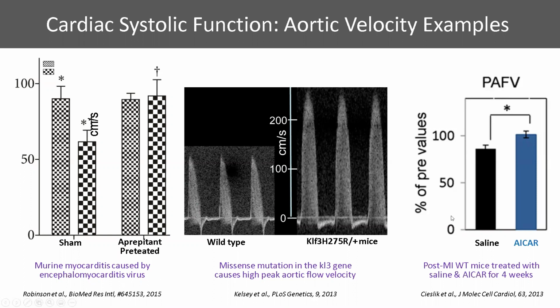In the third example here, this shows ICAR-dependent AMPK activation, and this prevents adverse remodeling after myocardial infarction. So you can see that there is an increase in aortic flow velocity compared to saline injected. All the mice have undergone myocardial infarction. So treating with saline and treating with ICAR shows improvement after 4 weeks.